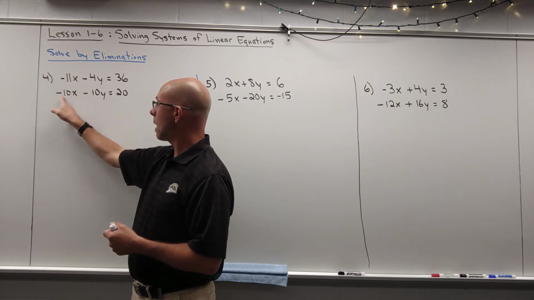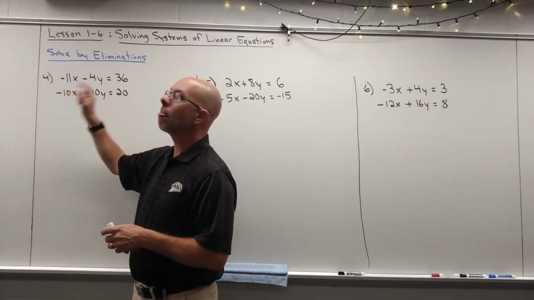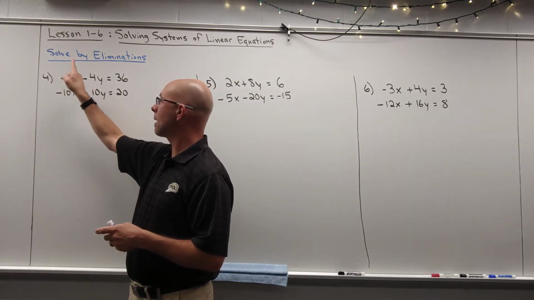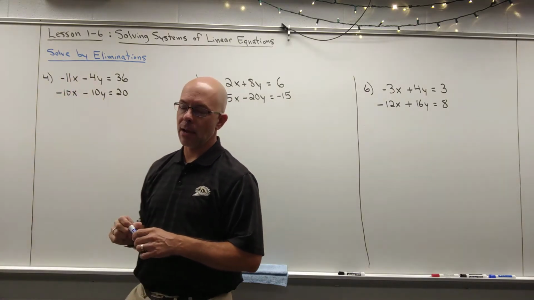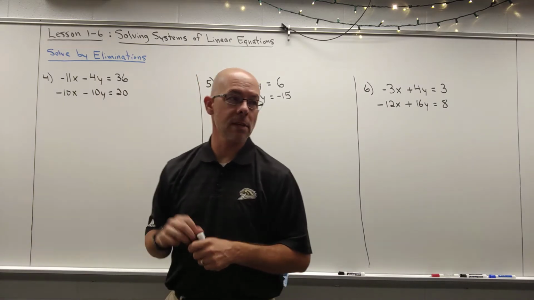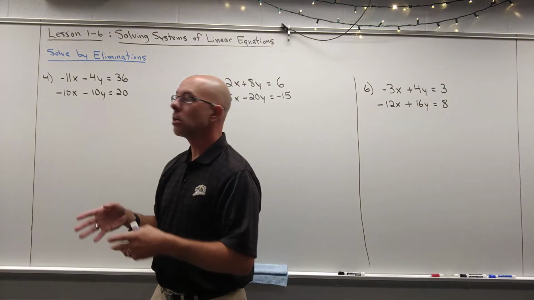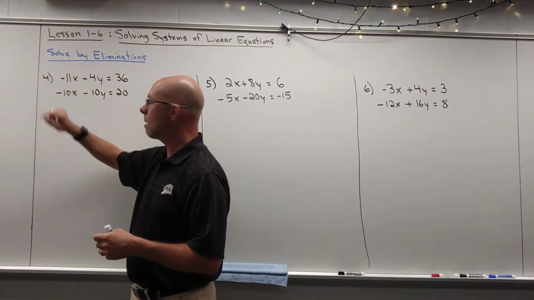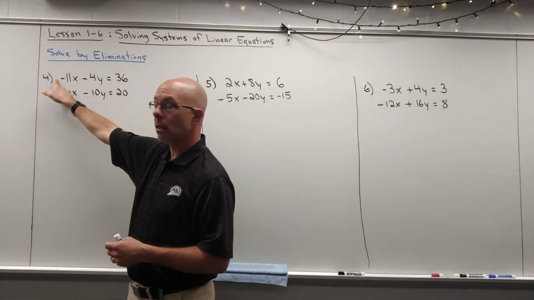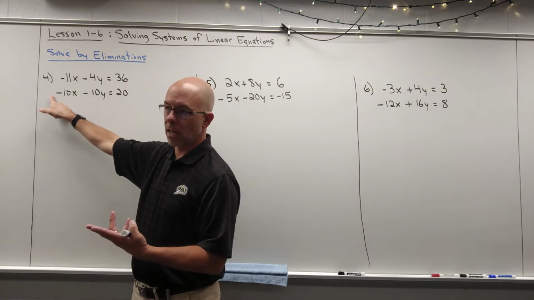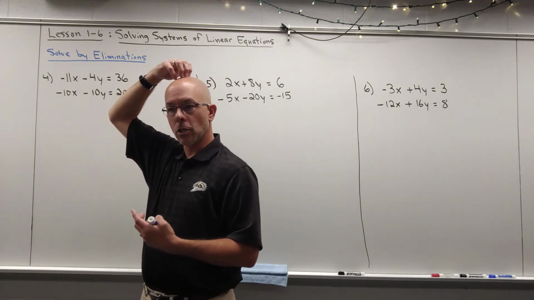This is 11 and 10. Yes, it's negative 11 and negative 10. I could choose to multiply this by 10 and 11. Please notice, I would have to make one of those numbers negative because I want the signs to be opposite. So if I just multiply them by 10 and 11, they both still be negative. So I might multiply this by negative 10 and this equation by 11, creating the sign change.